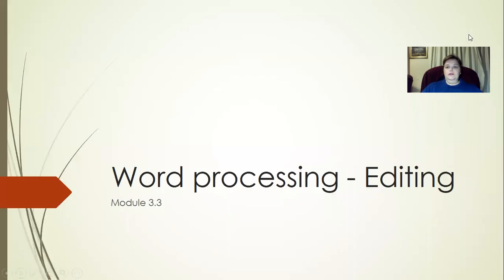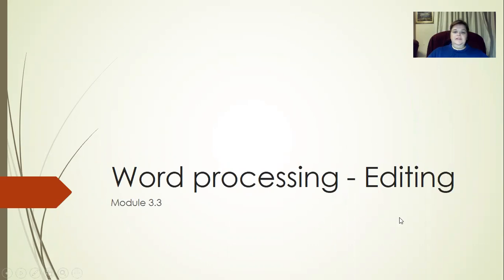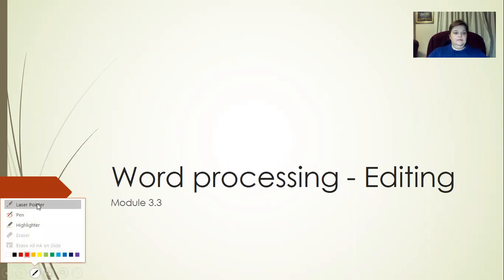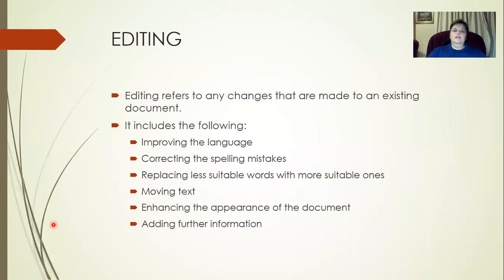So today we are going to focus on word processing and specifically editing. This is module 3.3 in your study opportunities textbook. Let's first backtrack and define the word editing. Editing refers to any changes that are made to an existing document. So I can improve the language. I can fix any spelling mistakes. If I choose to change words, I can replace them with more suitable ones. I can move the text. I can change the appearance, so maybe add some styles, some bold, maybe italics, different things. And I can even add more information.